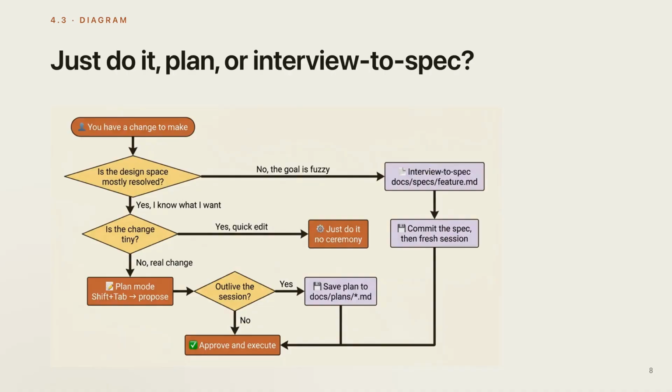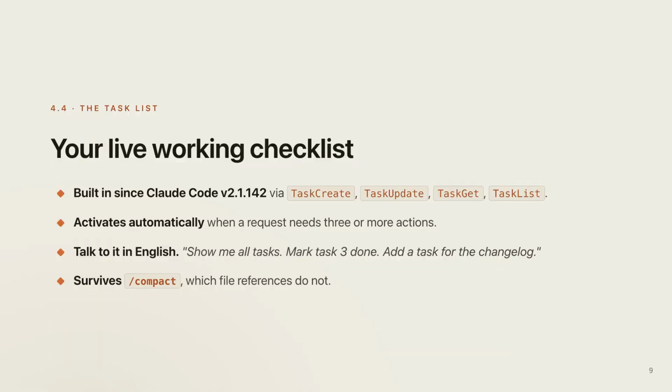The cost of choosing wrong is asymmetric. Skipping the interview on a fuzzy goal wastes hours. Running the interview on a small change wastes 15 minutes. When in doubt, interview. Another trick while in planning mode is to ask Claude to interview you about anything where it is not sure, or call out areas where you want clarification and ask it to interview you further about certain aspects or features. But what about tasks that we decide to delay or add later?